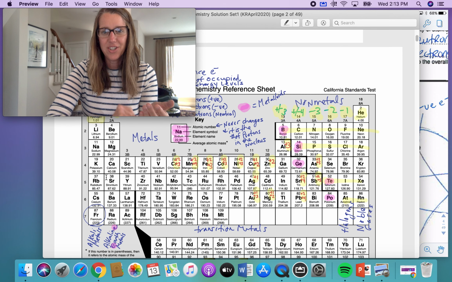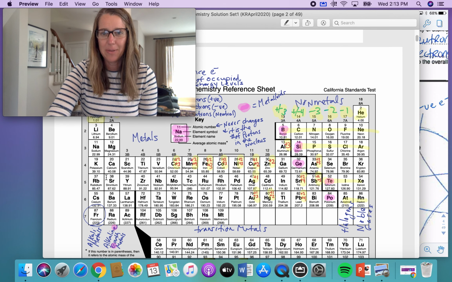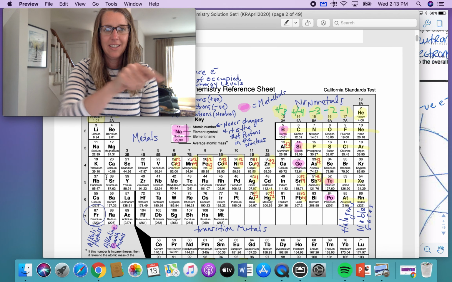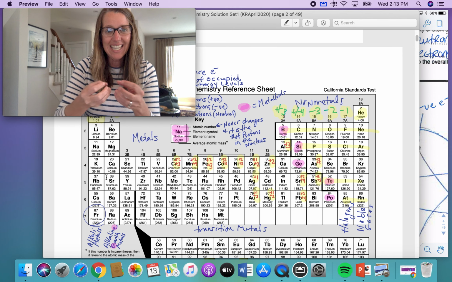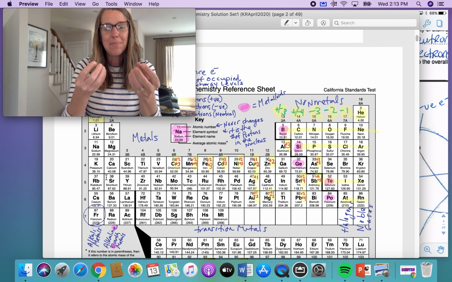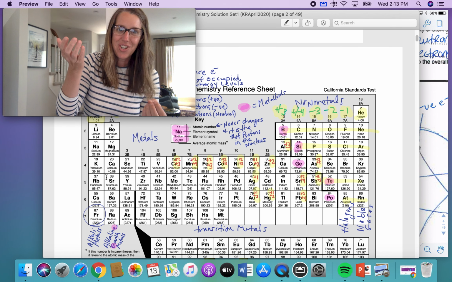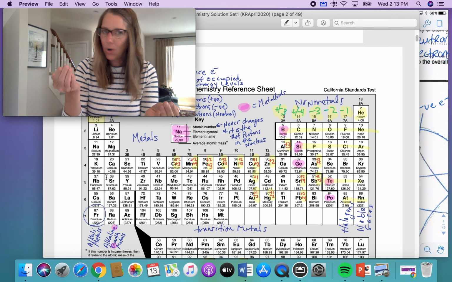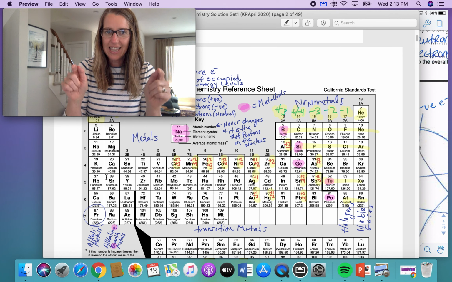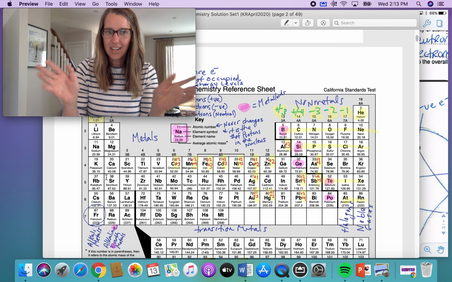The non-metals on the right-hand side of the periodic table, on your diagram we're looking this way, all of your nonmetals like to gain electrons. And if you gain something that's negative, now you have a negative charge, okay? So whether you gain or lose something, you're only gaining or losing the electrons, okay?